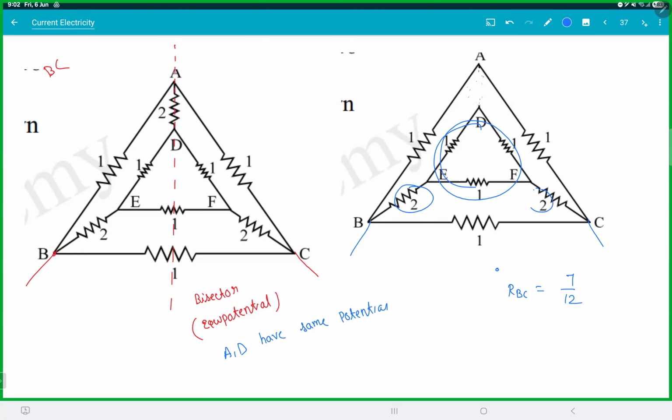2 plus 2, they will add up all three of them. This one are in series. That and this will be in parallel. This will be in parallel. The whole thing becomes series parallel once you remove that AD.